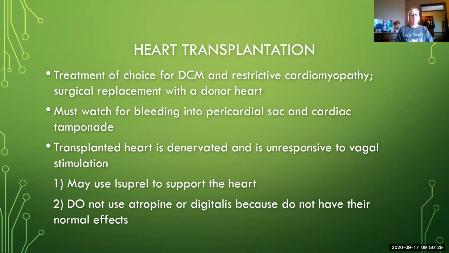The other thing is that the transplanted heart is denervated and it's unresponsive to vagal stimulation. Because the vagus nerve is essentially cut in removing the old heart and putting the new one in, they don't have the same response to certain medications like atropine and DIG. They don't have the normal effects of that because it has an effect with that vagus nerve that they no longer have. It's denervated. So isoproterenol is going to be used instead of atropine because it works on different pathways.